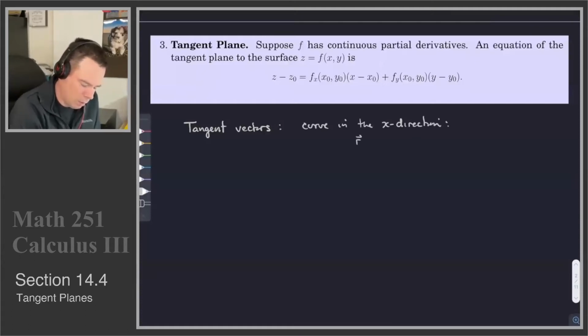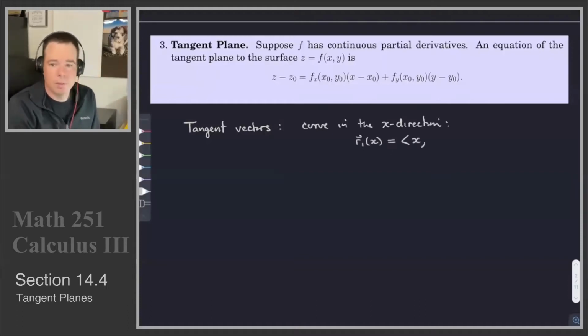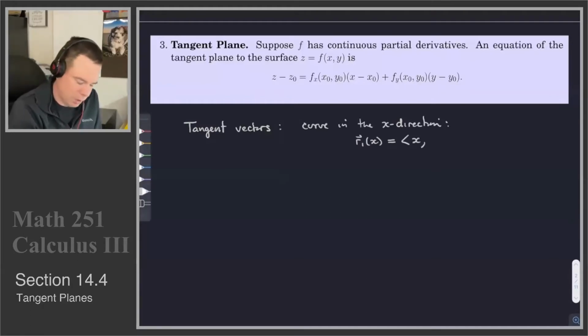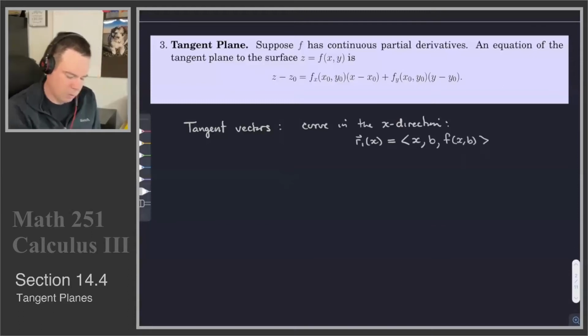I'll call it r sub 1 of, let's call it x. So that means the x variable is changing. The y variable is not, because we're going in the x direction. Our y values are remaining constant, so that's b. And then we've got f of x comma b. So that's our curve in the x direction. That's the curve that's living on the surface, but just allowing it to change in the x direction.